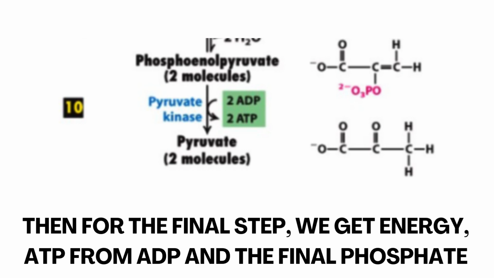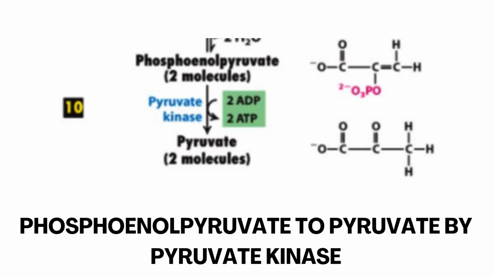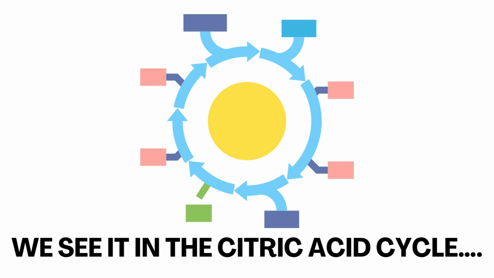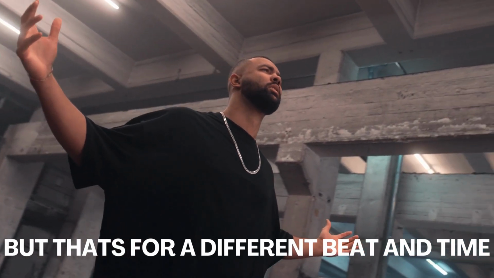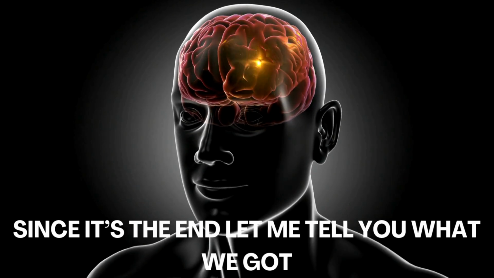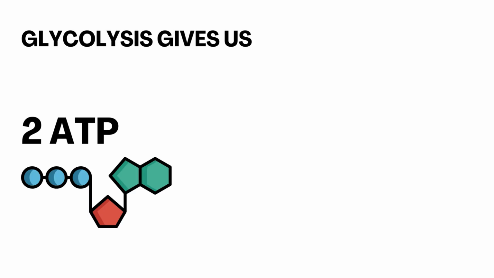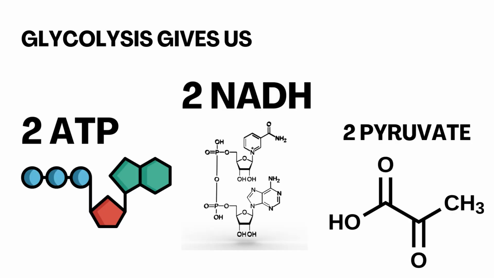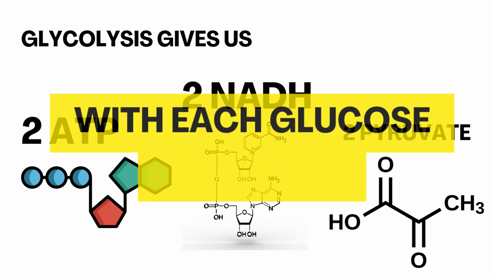Then for the final step, we get energy, ATP from ADP, and the final phosphate, phosphoenolpyruvate to pyruvate by pyruvate kinase. This is pyruvate. We see it in the citric acid cycle, but that's for a different beat time. Since it's the end, let me tell you what we got. Glycolysis gives us 4 ATP, 2 NADH, and 2 pyruvate with each glucose molecule.